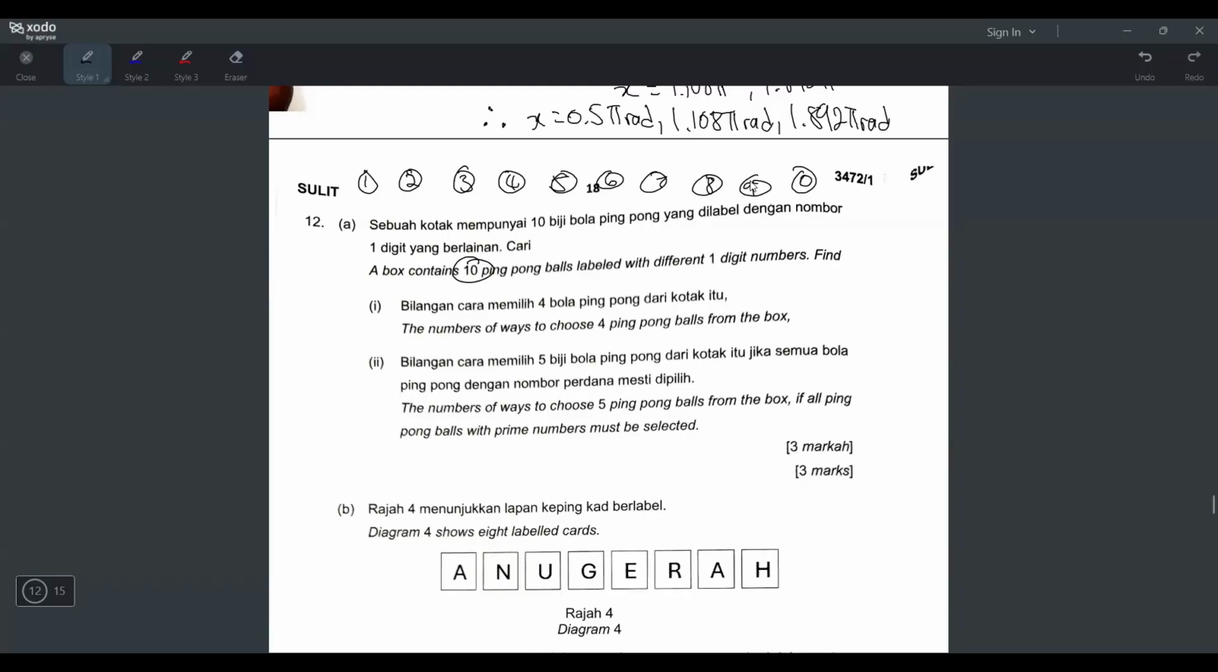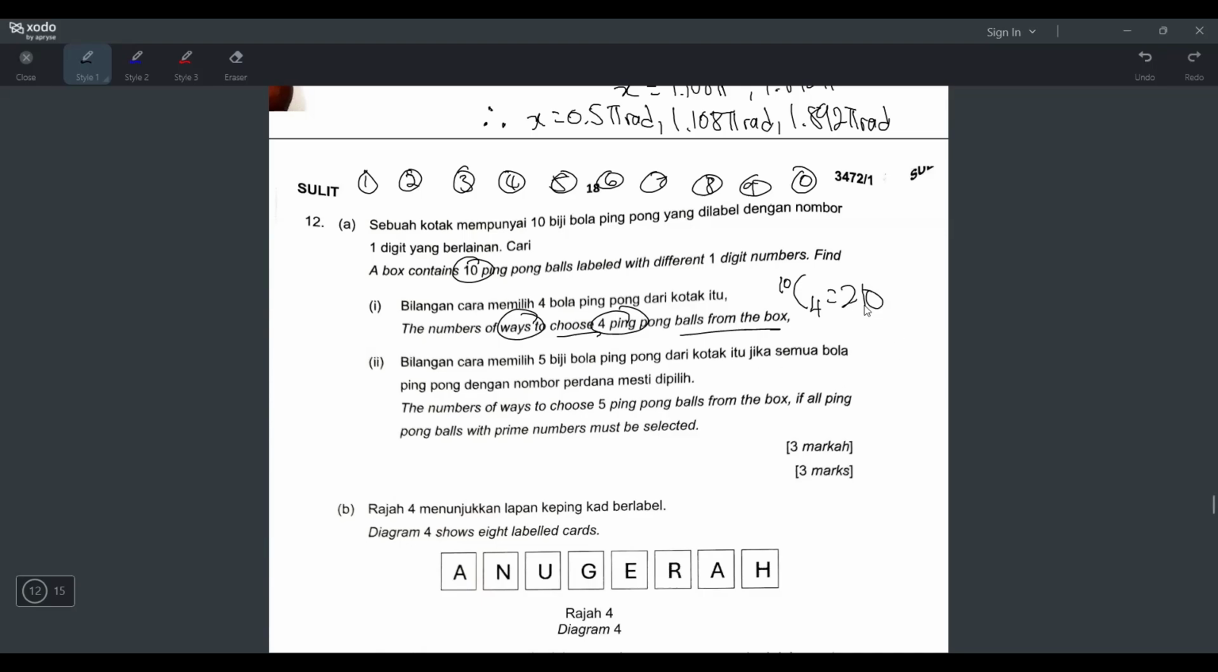So you can see that all the balls are labeled differently, right? So find the number of ways to choose 4 ping pong balls from the box. It means you are only finding the number of ways to choose. You are not arranging the balls. So the order of arrangement is not important. If the order is not important, you will not use permutation, you will use combination. So don't use P, use C. And the answer is very easy. It's just 10C4. Because there are 10 balls, you choose 4 balls. So the number of ways to choose is 10C4. Press the calculator, you will get 210. That's all. Okay, done.